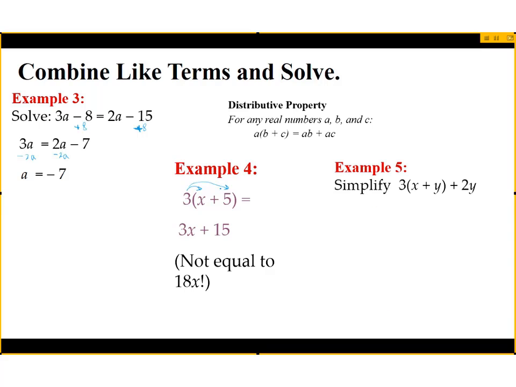Another example. Here we're going to distribute the 3. It becomes 3x plus 3y plus 2y, and then we combine like terms. So the 3x, we can combine the y's, 3 plus 2, that gives me 5y.